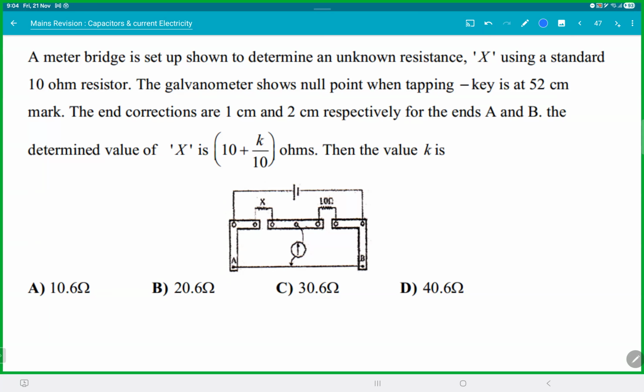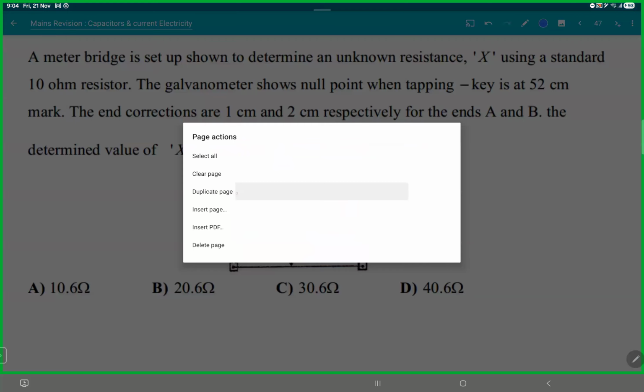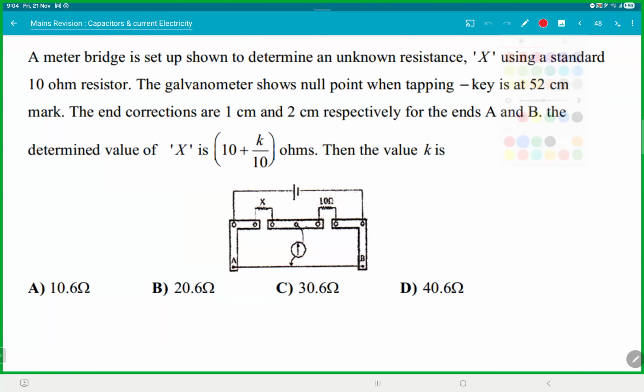You guys remember the correction, this error? So what are the end corrections? Remember when you connect that wire, you actually use a little additional wire to connect it. So the lengths are not exactly the measurements which you have. So he's saying X is the standard 10 ohm resistor. The galvanometer shows a null point when tapping the key at 52 centimeters. The end corrections are 1 centimeter and 2 centimeters.